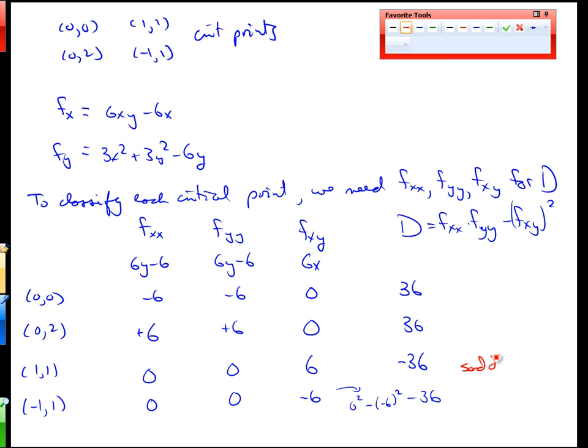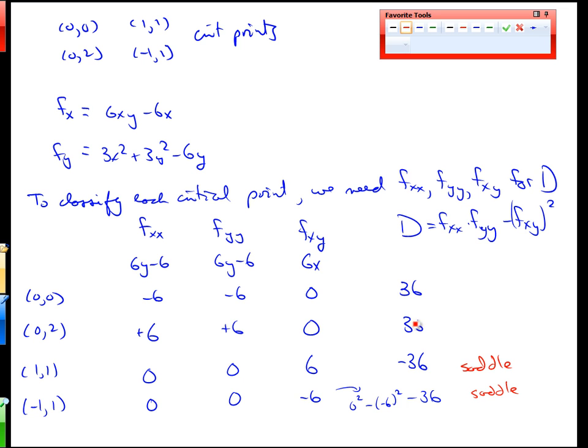So let's do the two easy ones. Remember, an easy way to remember D is that it's the sign of the product of the concavities. Both concavities are different signs, which means you get a negative value. If you have two different concavities, that means you have a saddle point.